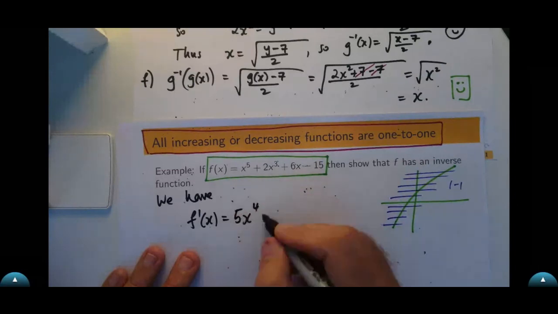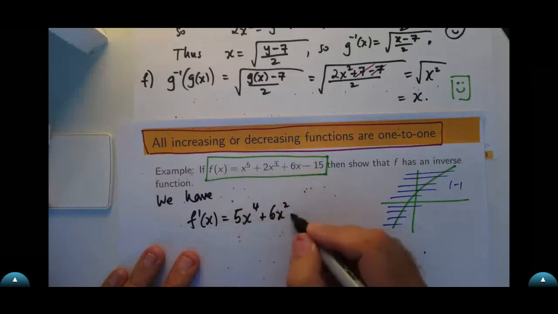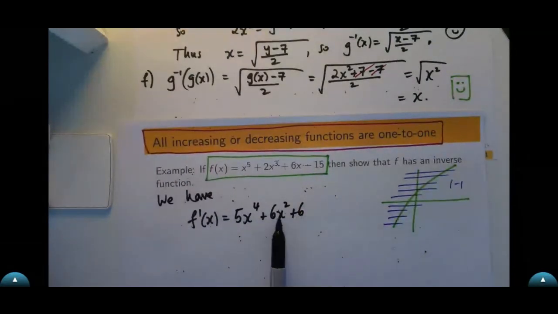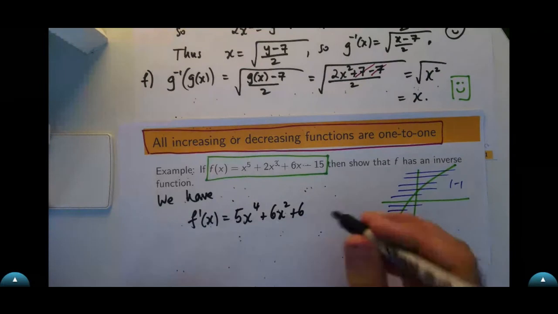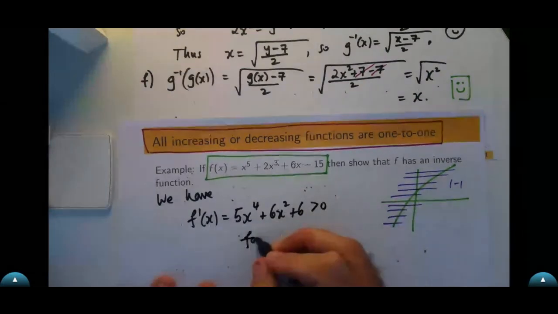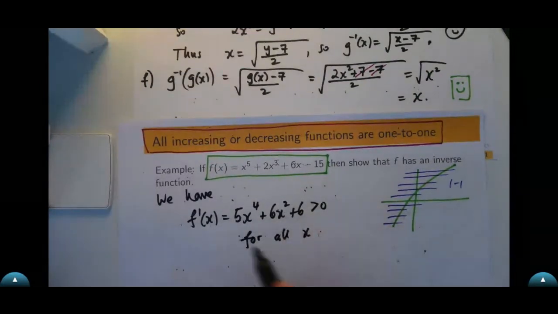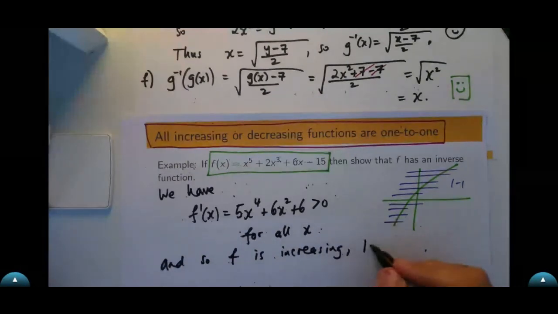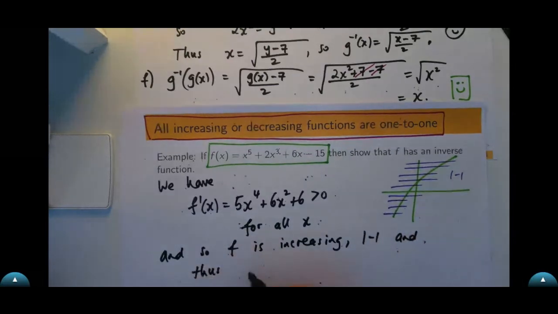So let's differentiate it bit by bit. And that's positive, that's never negative, and that's never negative. So it's an increasing function, one-to-one, and thus F inverse must exist.